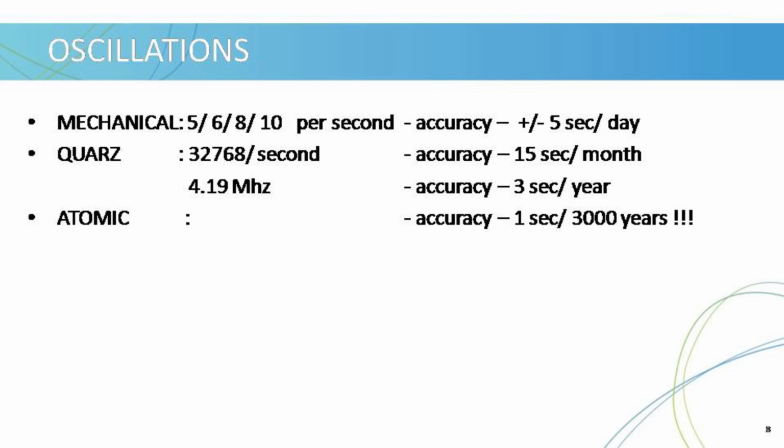In a pendulum, I told you, 1 oscillation per second. In mechanical watches, it will be 5 oscillations per second, 6, 8, 10 oscillations per second. Higher is the accuracy, because when you divide into unit second, the higher the oscillations, the accuracy of the final pulse is much higher.